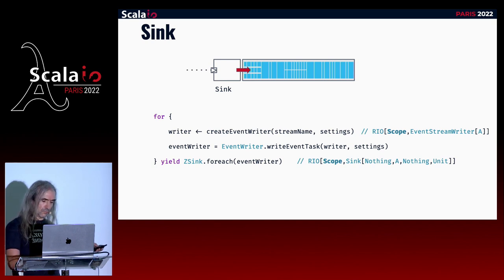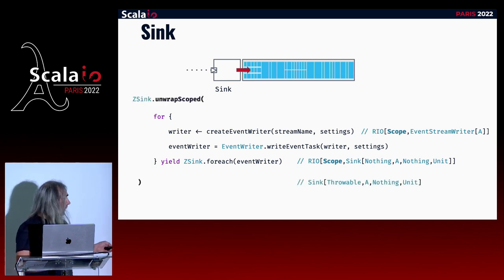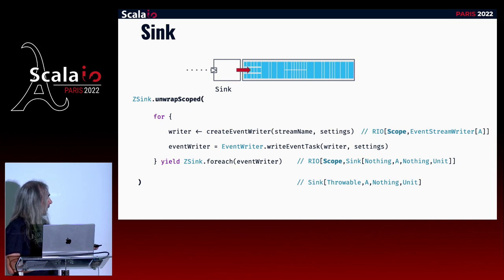This is false. But from RIO that produces a sink, I want a sink. There is a call you have to perform, which unwraps the result scoped. You see that the scope has disappeared there. That means that now the finalizer will be handled by the sink. When the sink will finish, the finalizer will be called, so I don't need any more a scope when I'm there.